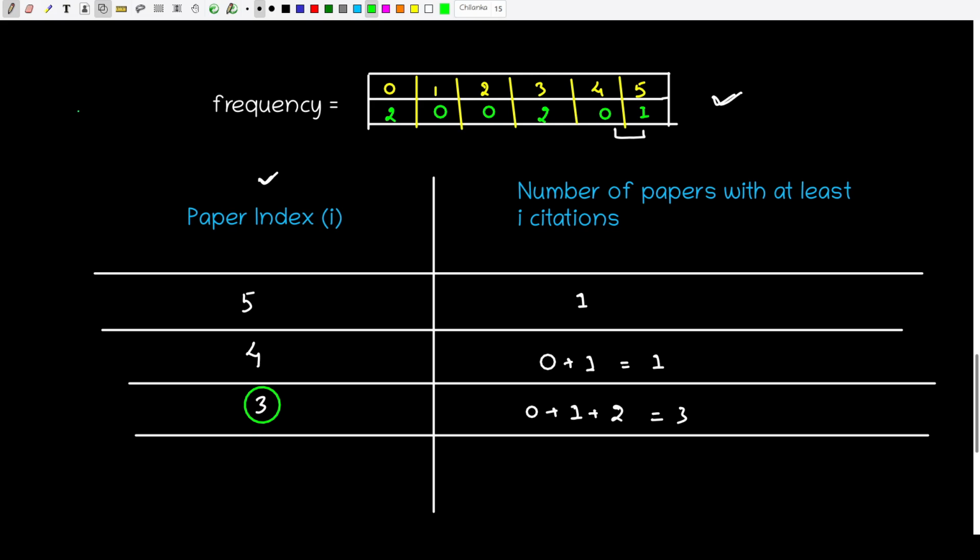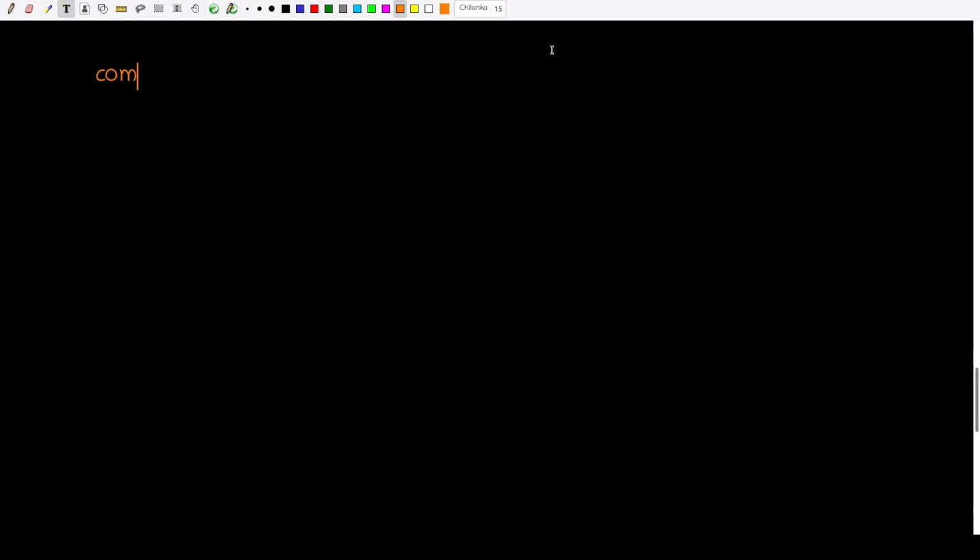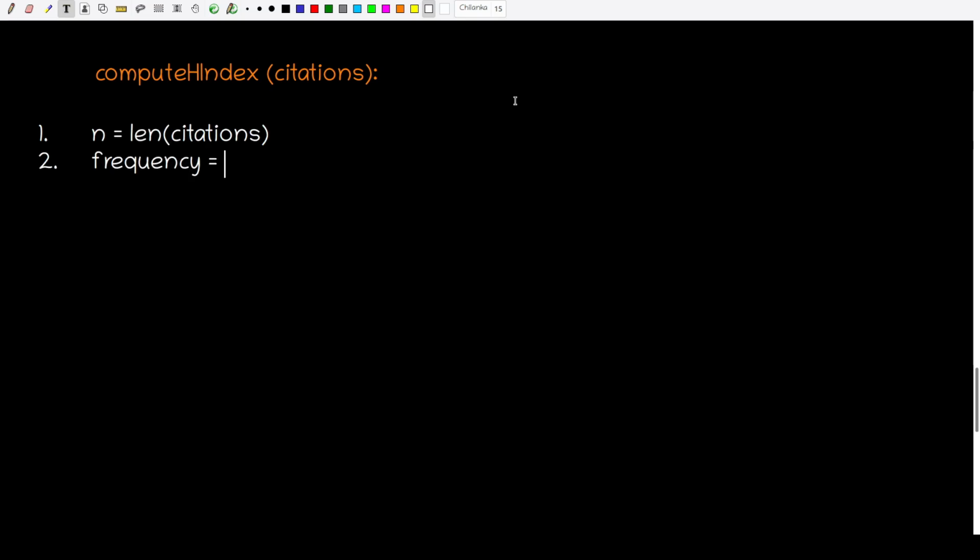Now let us discuss the pseudocode of this problem. So let us say we want to compute the h index and a citation array is given to us. With this, let us have n equal to the length of the array, and then let us declare our frequency array: frequency array, 0 for in range of n plus 1. And then we are going to prepare our frequency array. And to prepare our frequency array, let us iterate on the citation array.